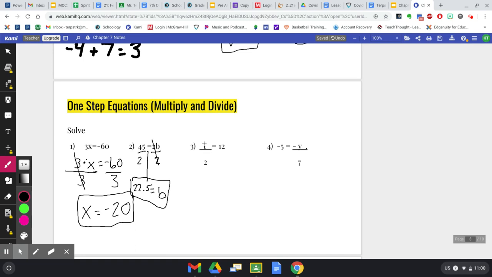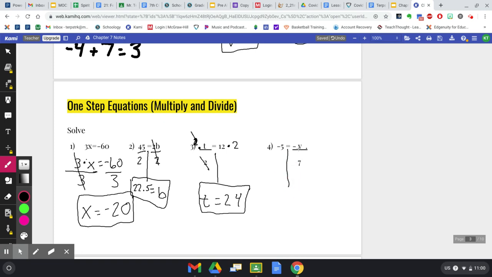Here, this is supposed to be t divided by 2 equals 12, right? And the inverse of division is multiplication, right? Meaning I need to get that 2 up on the top here, right? So this would cancel, and I'm left with t equals 24, right? And you can always check these out, right? 24 divided by 2 equals 12.